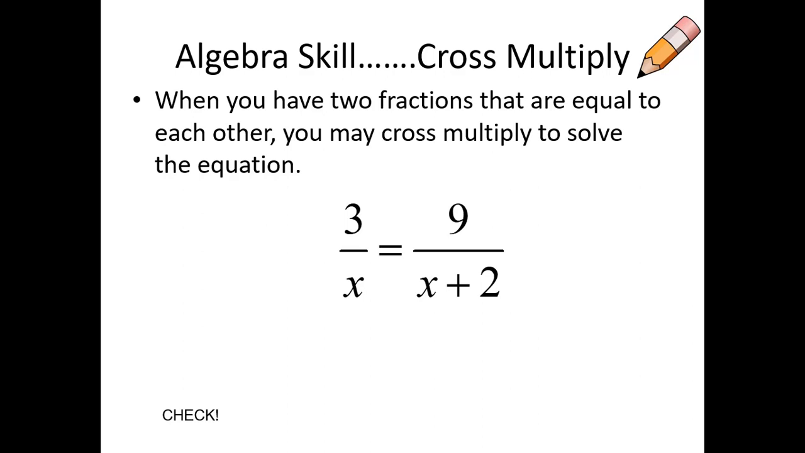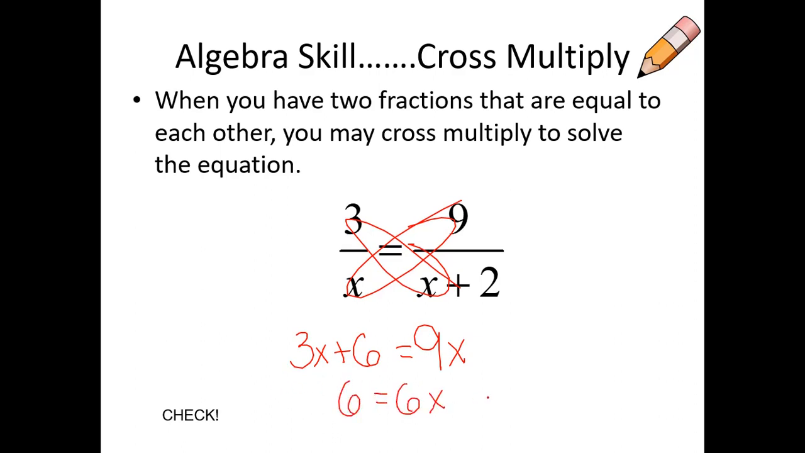You've done these problems before, and you're going to feel like you have done them before because you've done them since Algebra 1. However, when you have two fractions that are equal to one another, you can cross multiply to solve, which you have done before. So I'm going to multiply these together, so that's 3x plus 6. Multiply these together, which gives me a 9x. Then, solving for x, I'm going to get 6 equals 6x, so x equals 1.